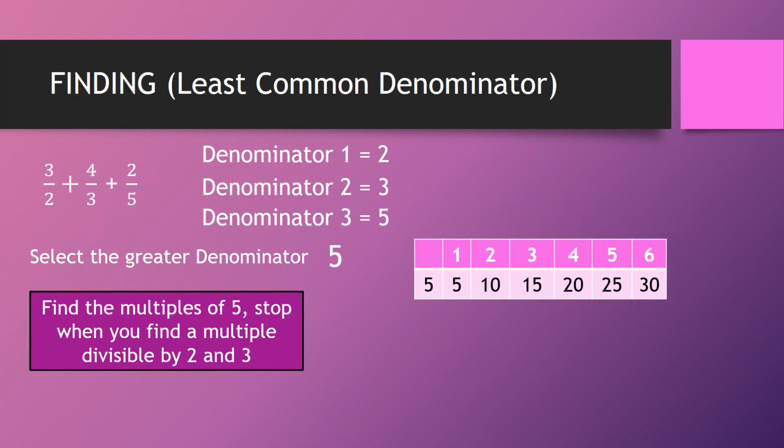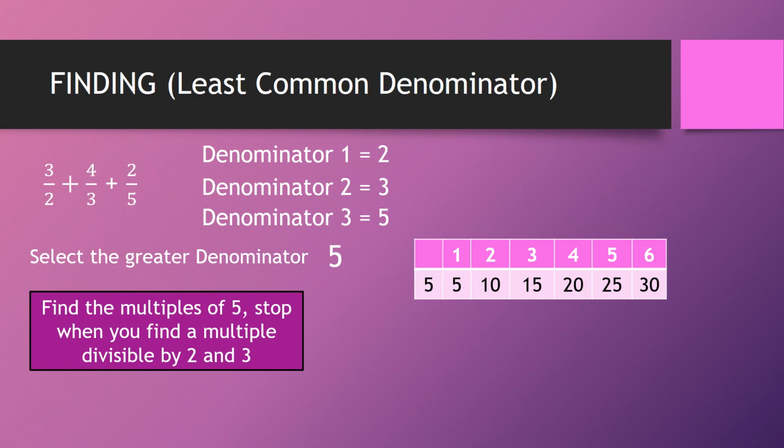The next multiple of 5 is 15. 15 is divisible by 3, but not divisible by 2. Then 15 is not the least common denominator. The multiple number 4 is 20. 20 is divisible by 2, but is not divisible by 3. 25 is the next multiple of 5, and it is not divisible by 2 or 3.